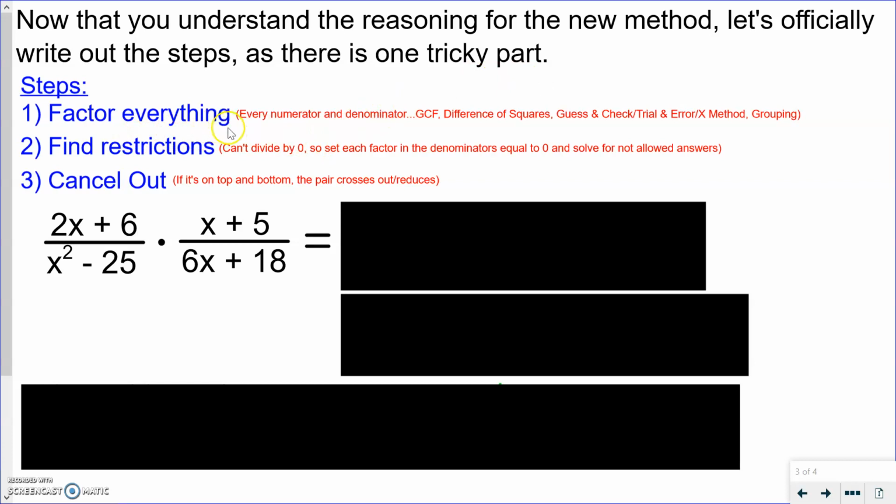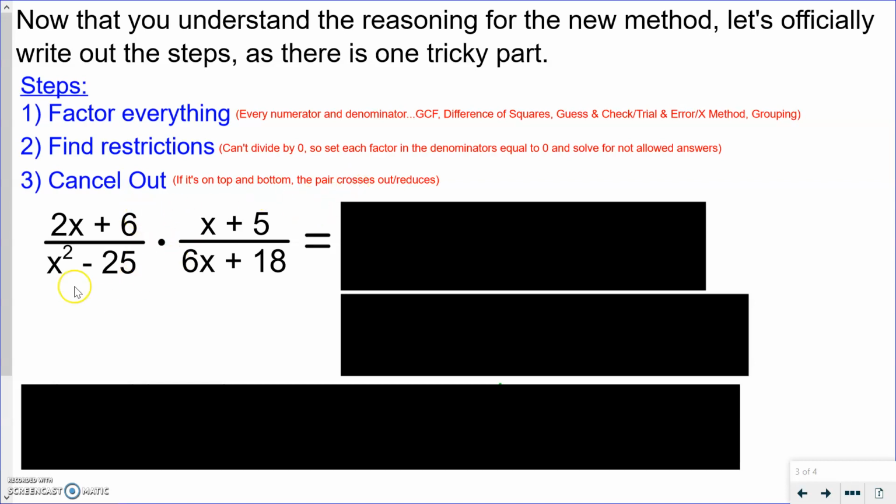Then you can find restrictions. Numbers have no restrictions, but then there's letters. Remember, you can never ever divide by 0. So set every factor in the denominator equal to 0, and then solve for the not allowed answers, or restrictions. And lastly, the fun step is if it's on top and bottom, cancel out. Remember, one thing crosses out one thing. So if there's one 2 on top, but five 2's on bottom, you cannot cross all the 2's out. It's 1 for 1.